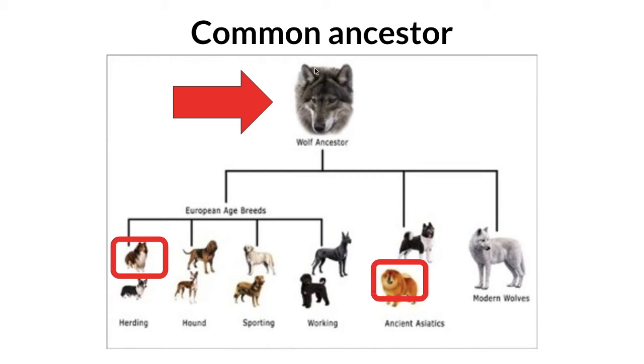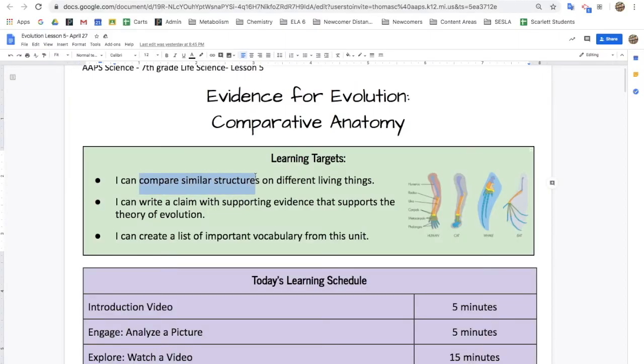So maybe this was their great-great-great-great-great-great-great-great-grandparent. More greats, probably. Today we will compare similar structures on different living things. That's comparative anatomy. And we will write a claim with supporting evidence that supports the theory of evolution using comparative anatomy. And finally, we'll create a list of important vocabulary words for our unit.